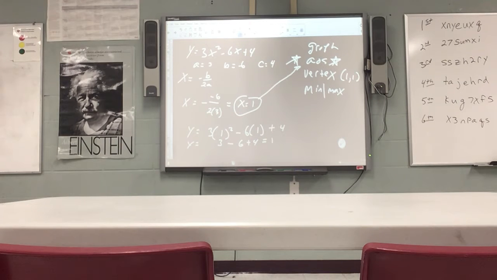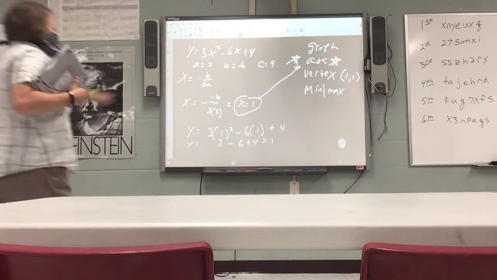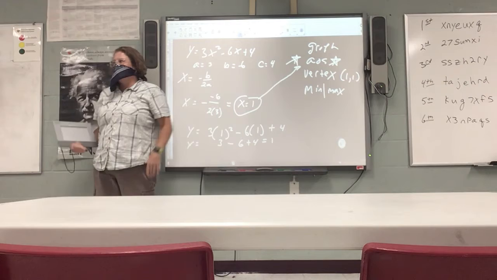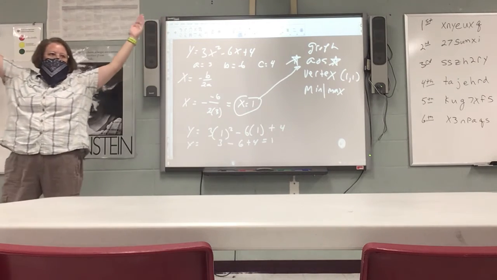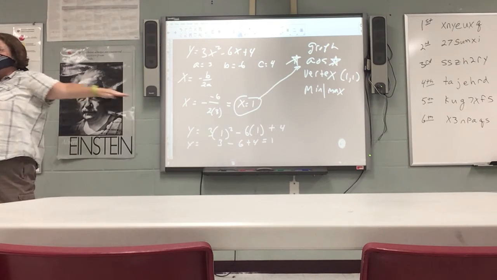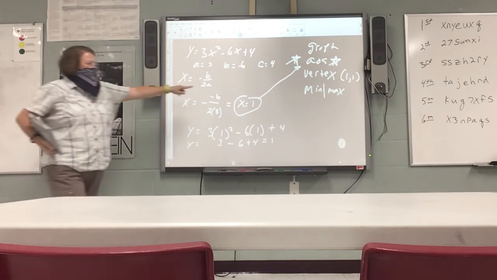Let's go ahead and talk about the min or the max, because even without a picture of the graph, we know enough to know it. We know our A is a positive number, which means it's going to open up. So if it opens up, it has a minimum. So we know this one is going to have a minimum.